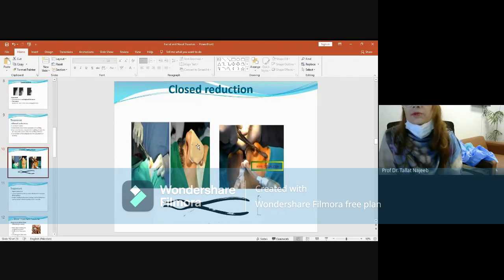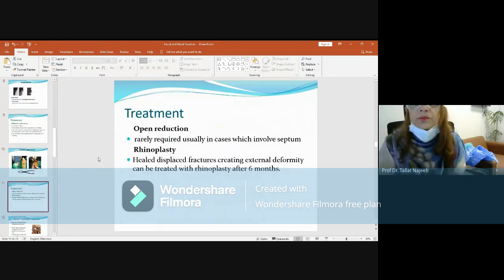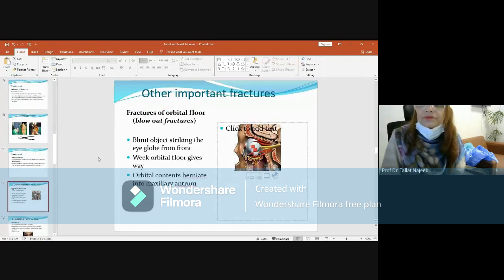So these external splints are placed. Internal splints are in the form of nasal packing. If patient comes to you late after 3 weeks and there is marked external deformity, then you will ask the patient for rhinoplasty. Okay, so rhinoplasty must be done after 6 months because the fibrous tissue gets mature. So it is done after 6 months.